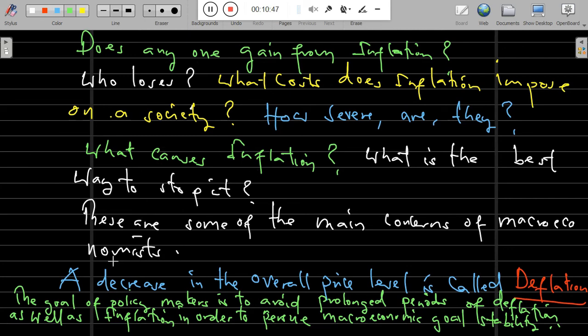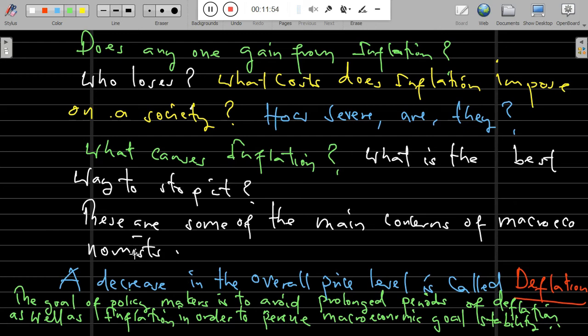A decrease in the overall price level is called deflation. The goal of policymakers is to avoid prolonged periods of deflation, as well as inflation, in order to pursue macroeconomic stability. So you find the key difference between deflation and inflation. If the price level increases by more than 50%, we are in the possibility of what is known as hyperinflation, the excess inflation or the dangerous inflation.